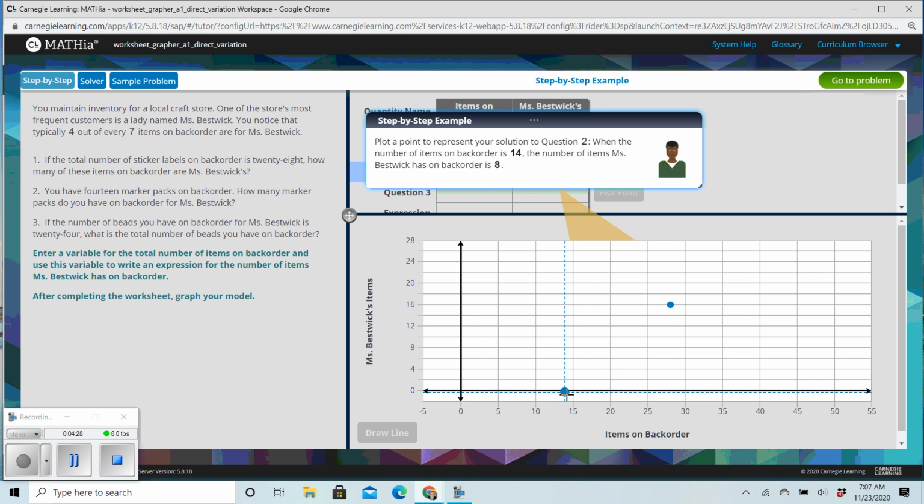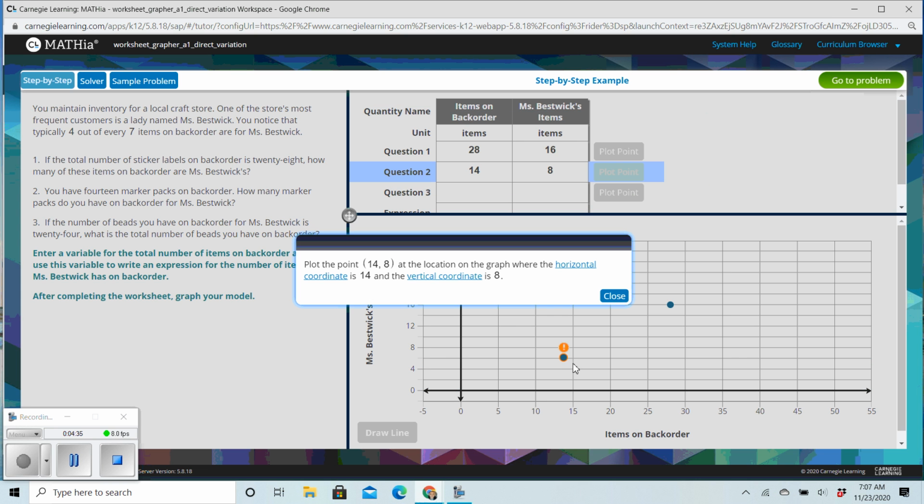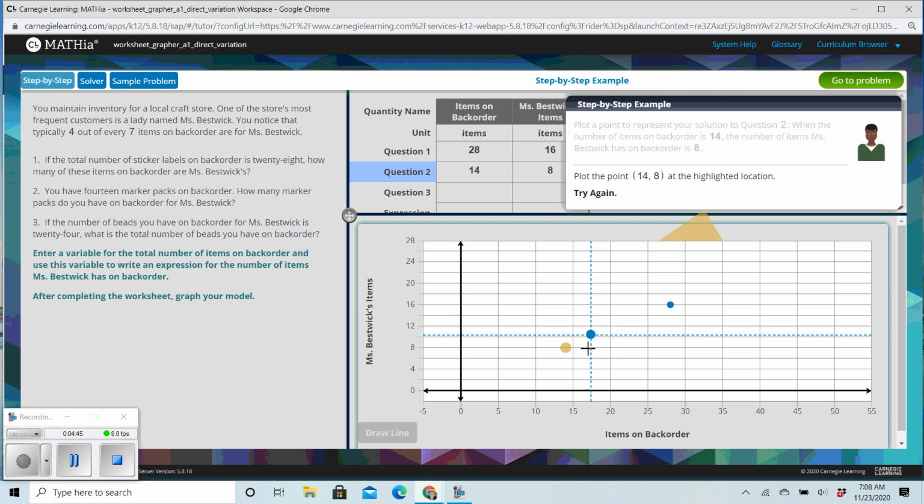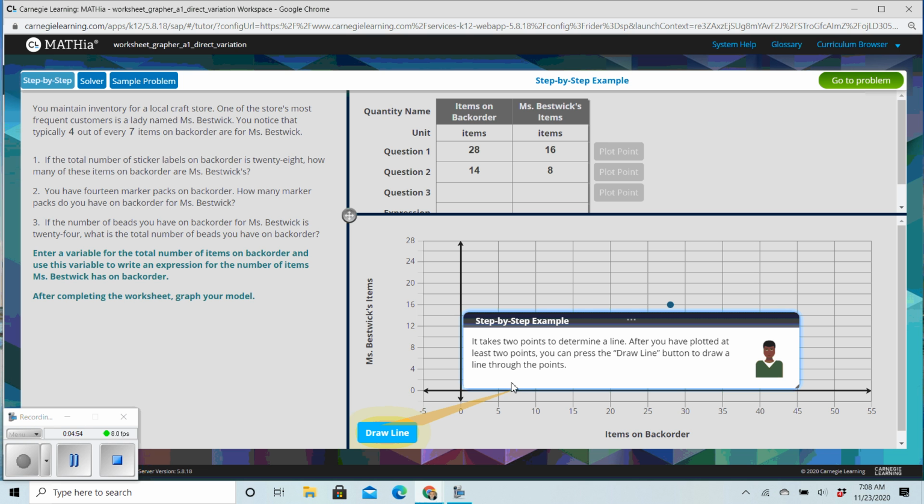We're going to come down here. Now this one's a little bit closer to the 15, but we're still here at 8. So let's graph that. So look what happened. Plot the point 14, 8 at the location on the graph where the horizontal coordinate is 14 and the vertical is 8. If you look, I didn't graph it right. I graphed it down here accidentally. So this is why it's very important to pay attention to make sure that you're graphing on the correct line.